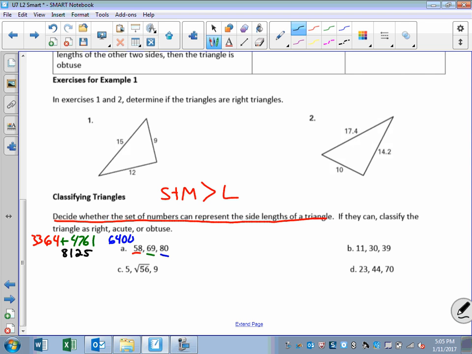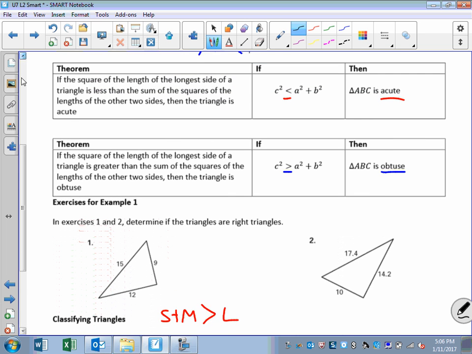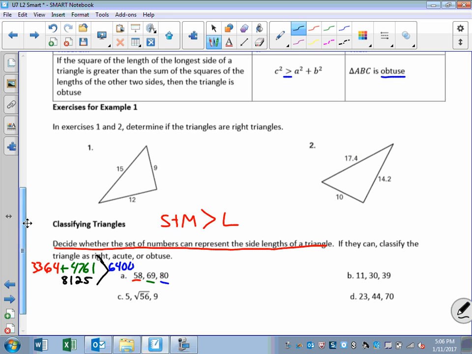That is bigger, so I'm going to draw a giant greater than sign. So this is greater than 6,400. If we look back at our rule, if the legs squared are greater than the hypotenuse squared, it's an acute triangle. So A is an acute triangle.